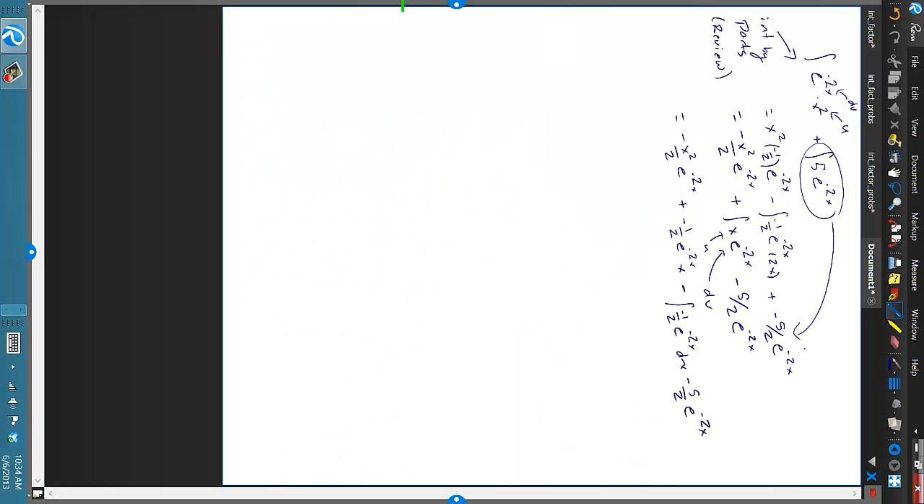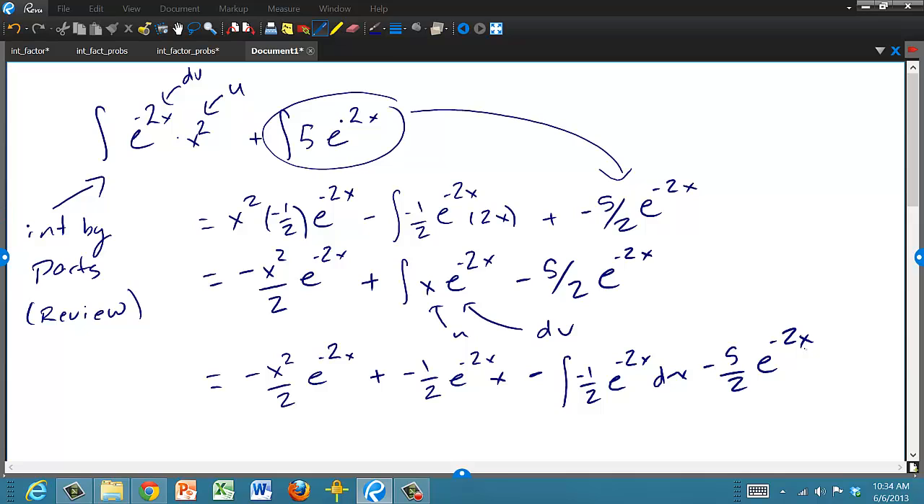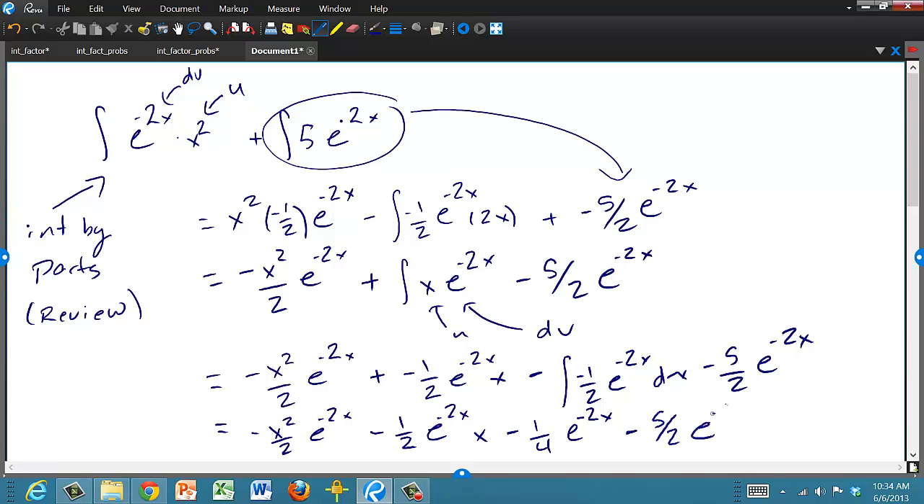So let's see. This thing really likes to rotate. So we'll end up with negative x squared over 2 e to the minus 2x minus 1/2 e to the minus 2x times x. And now I need to calculate this integral, so this will turn into a minus 1/4 e to the minus 2x. And you'll have a minus 5/2 e to the minus 2x.